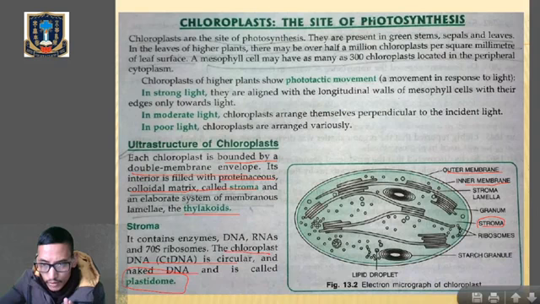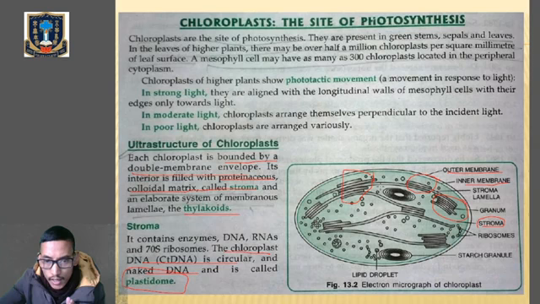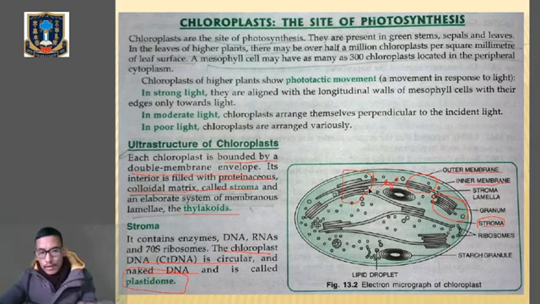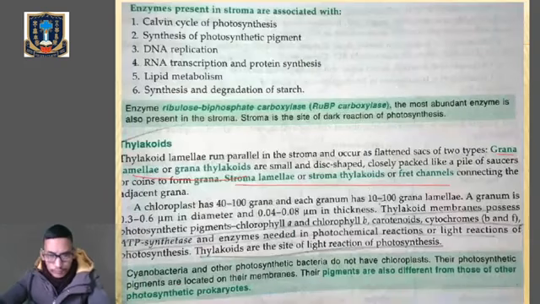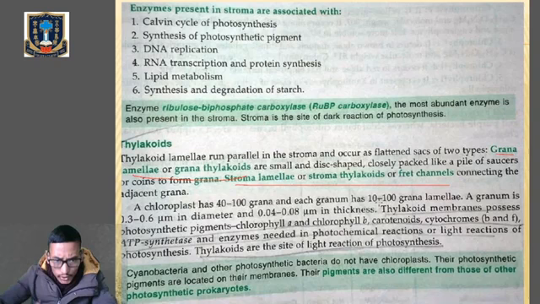You can see over here. This one is the grana. This is the grana lamellae. Even this one is the grana lamellae. These are the grana lamellae. And this one, which contains the two grana, is called the stroma lamellae, which is connecting the two granum or the grana lamellae. Clear?